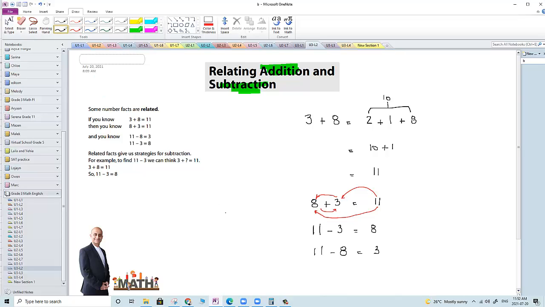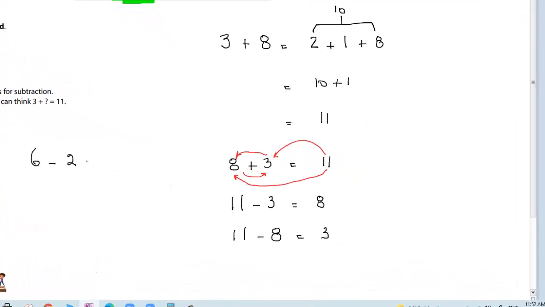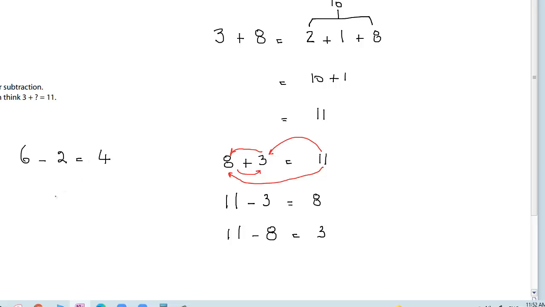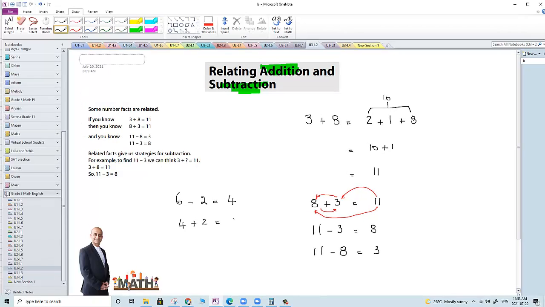So if someone tells me, let's say 6 minus 2 equals 4. This is subtraction. Now what can I do? I can take the 4, add it to the 2, and it will give me 6. This is another relation between addition and subtraction. So don't forget, this relation can help us to find missing numbers.